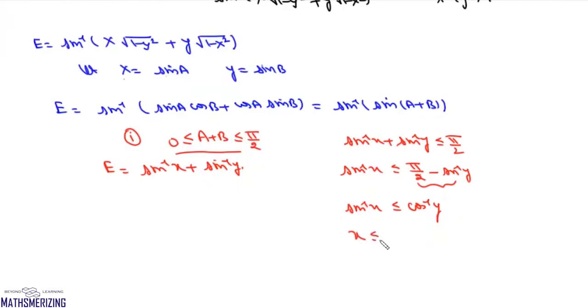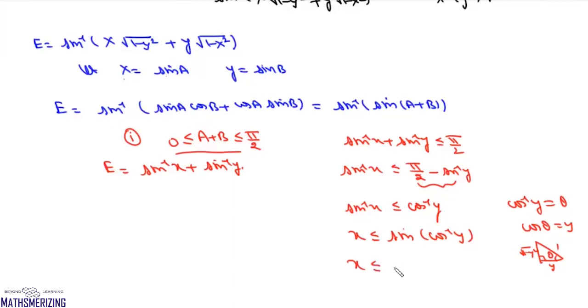Now we can take sine both sides. So we can write x is less than or equal to sine of cos inverse y. Now we have to change cos inverse y in terms of sine inverse. So what we'll do is we'll take cos inverse y as theta, that is cos theta is y. So we'll draw a right angle triangle. So this is theta, this is y, this is 1, and this is under root of 1 minus y square. So sine theta here will be under root of 1 minus y square. So we'll get x is less than or equal to under root of 1 minus y square, or we'll get this condition which is x square plus y square is less than or equal to 1.